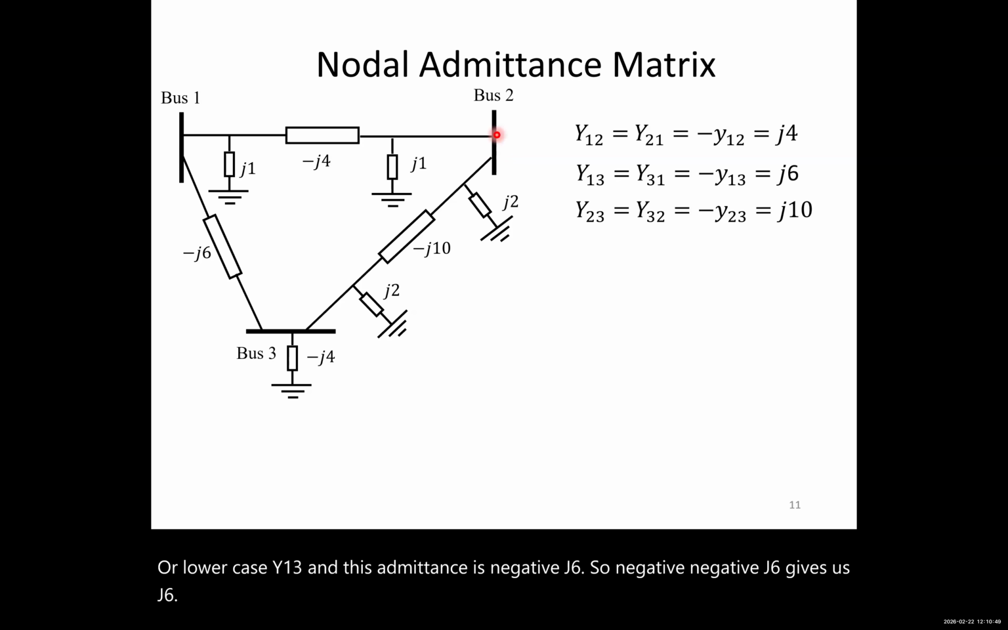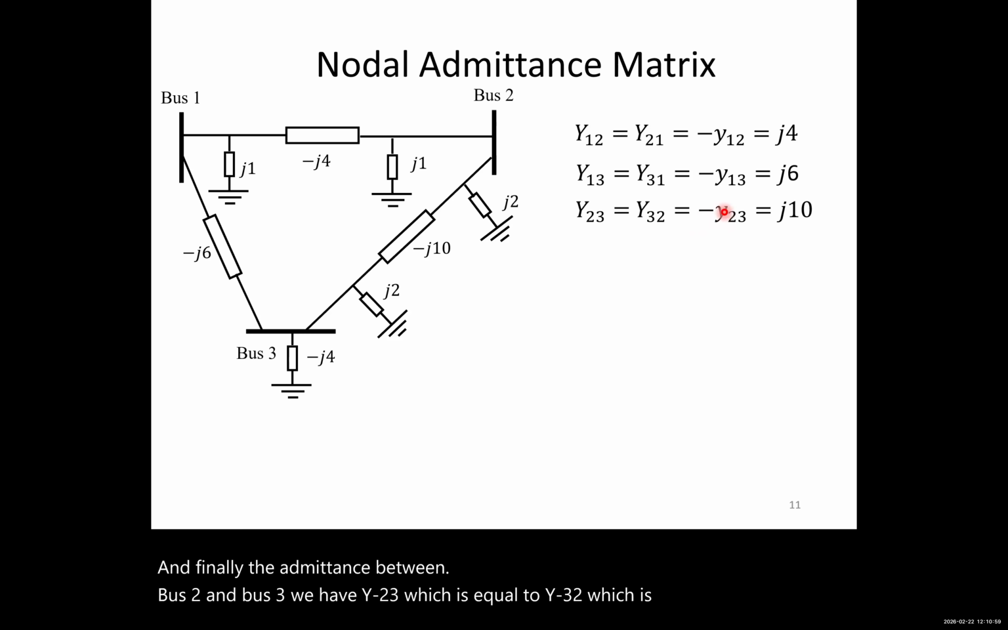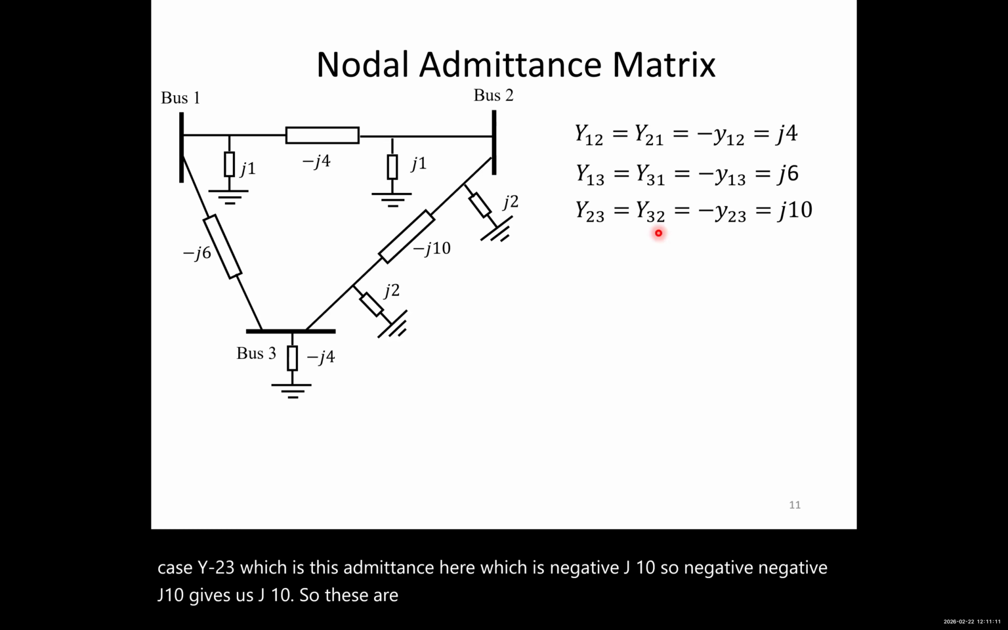And finally, the admittance between bus 2 and bus 3, we have Y23, which is equal to Y32, which is equal to negative lowercase y23, which is this admittance here, which is negative j10. So negative j10 gives us j10. So these are the off diagonal admittances that we calculated.